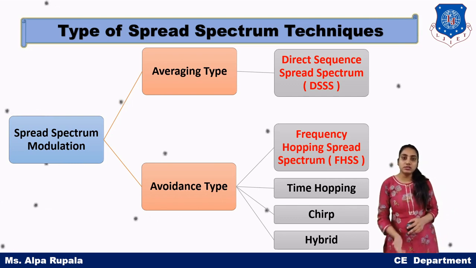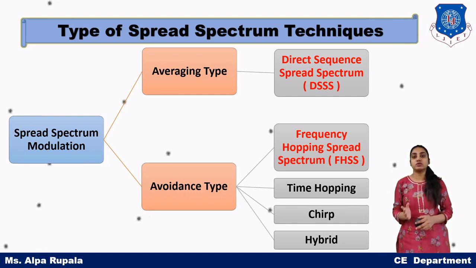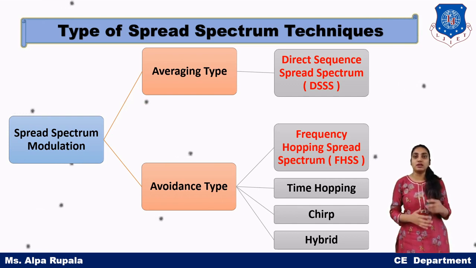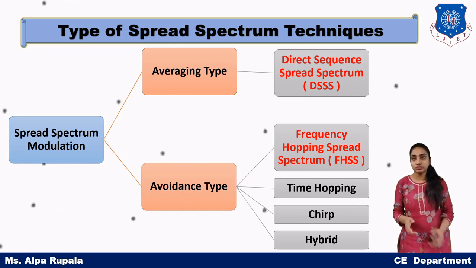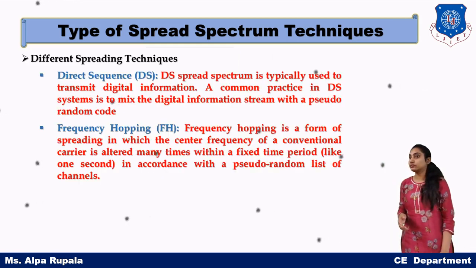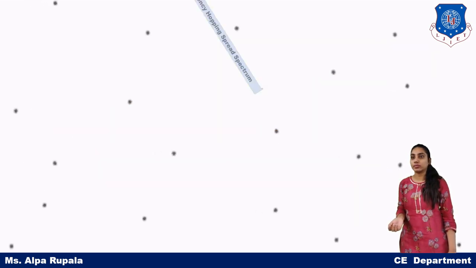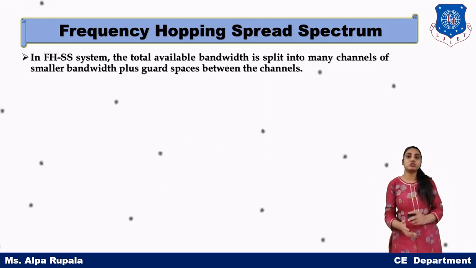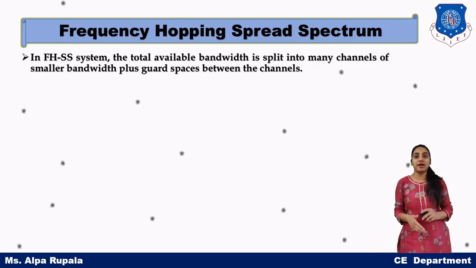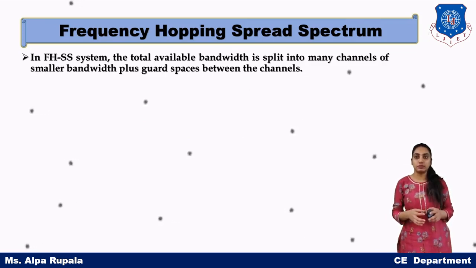In this lecture we will continue with FHSS, that is frequency hopping spread spectrum. And in the next lecture we will learn about DSSS, that is direct sequence spread spectrum. So, continuing with what we have already learned: frequency hopping spread spectrum. In frequency hopping spread spectrum, the total available bandwidth is split into many channels or smaller subbands.